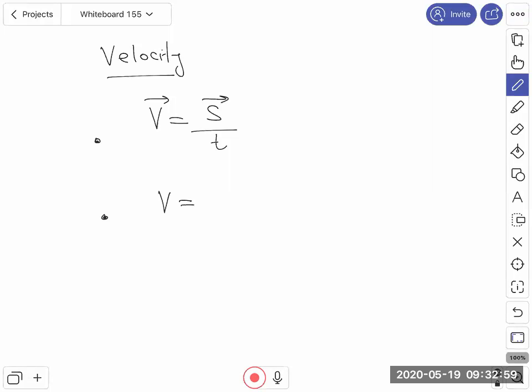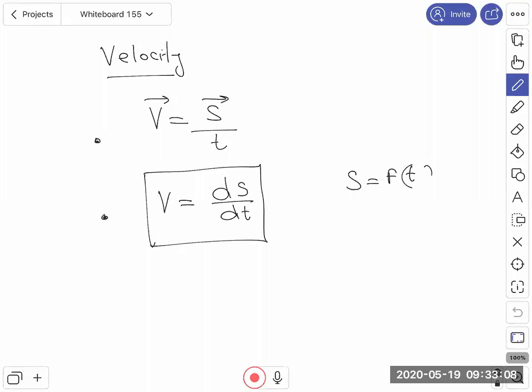ds by dt. If you have a function for displacement as a function of time, and you differentiate displacement with respect to time, then we get the value of velocity, which is known as the rate of change of displacement.